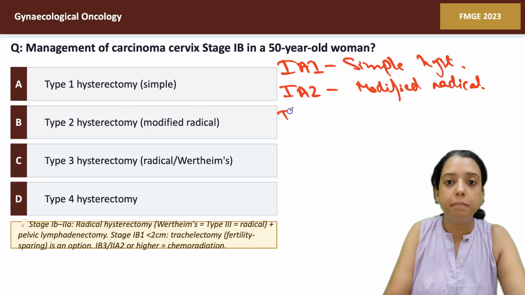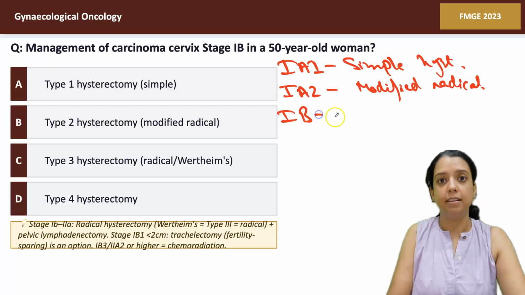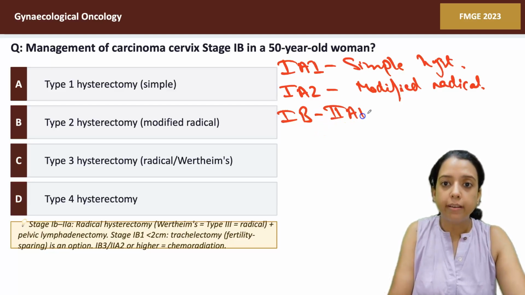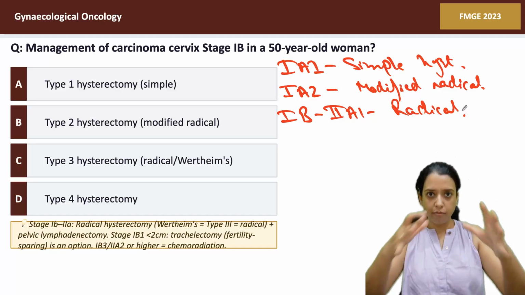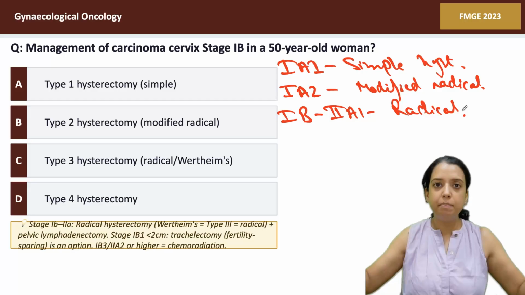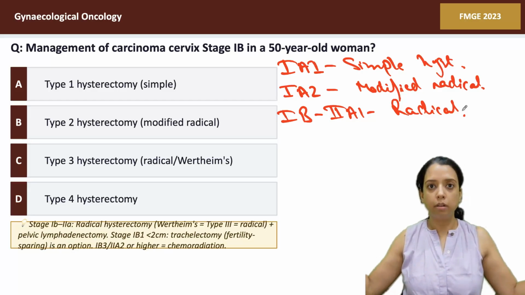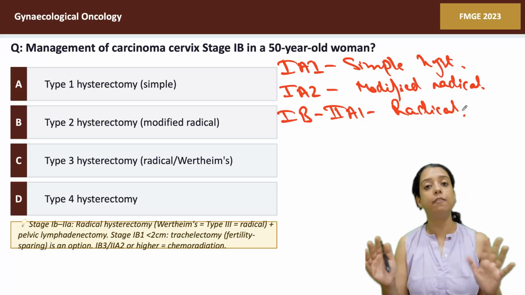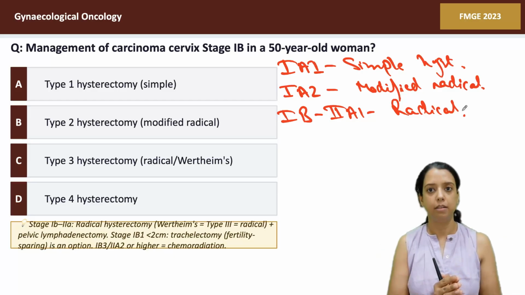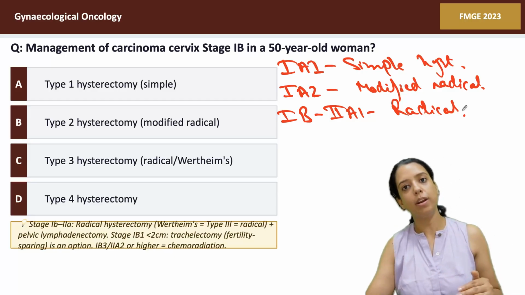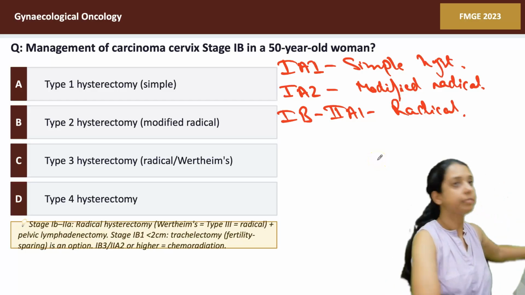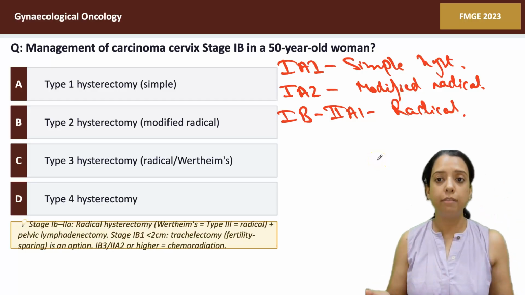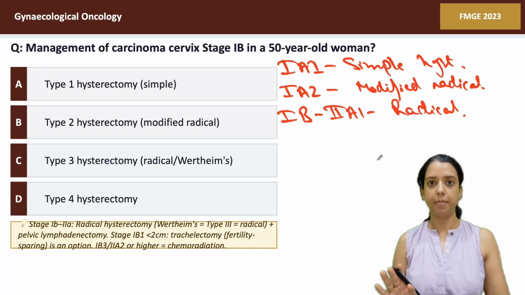In stage 1B till stage 2A1, radical. It means you not only remove uterus and ovaries, you remove the ligaments, you remove the peritoneal layers, you do a good dissection of the uterine artery, everything. That is radical. So 1A1 is simple hysterectomy, 1A2 is modified radical, and 1B and 2A1 is radical hysterectomy.